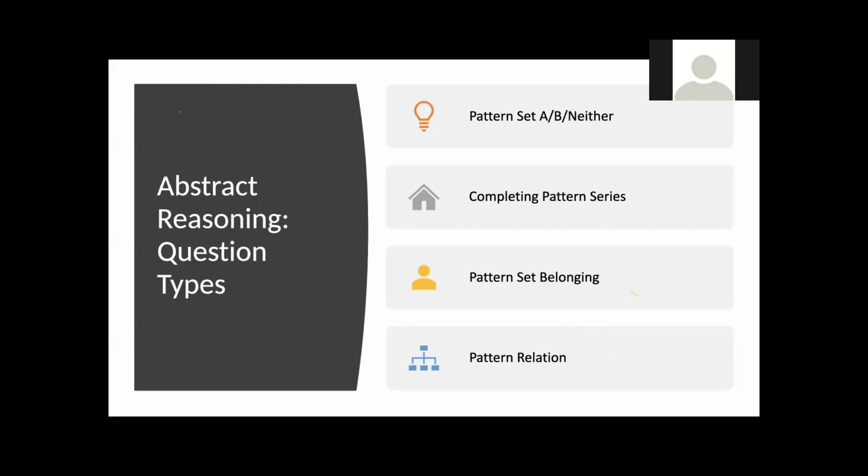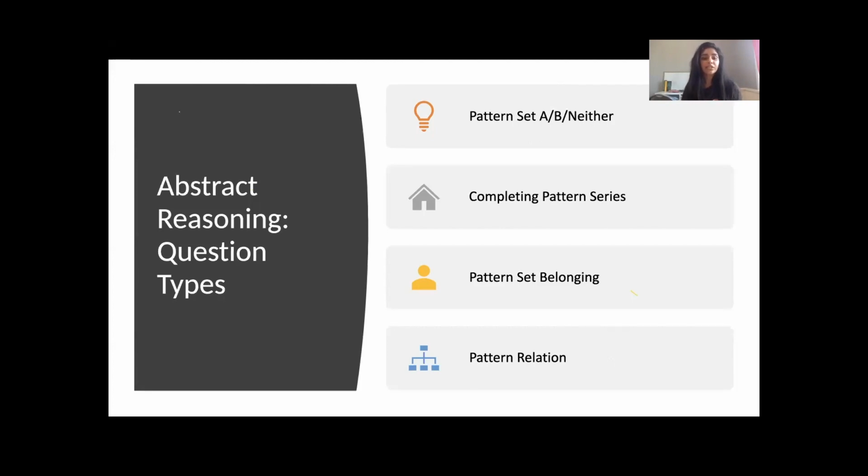Completing the pattern series, you'll have a series of 4 different shapes, and you'll then need to work out which comes next in the series. So they'll all follow a similar pattern, and to get from 1 to 2, you'll have to do the same thing to get from 2 to 3.